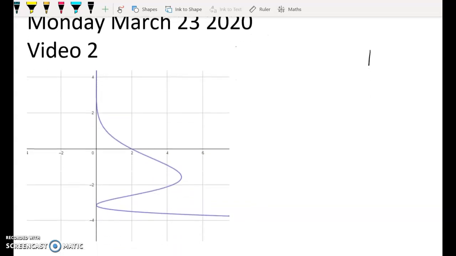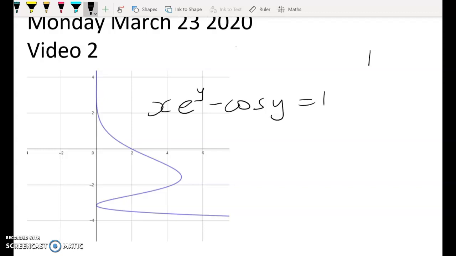So we're going to start looking at quite cool curves that are not functions, like this one here, and we're going to see what we can do with it. So this curve is brought to you by the following equation: x times e to the y minus cos y is equal to 1.